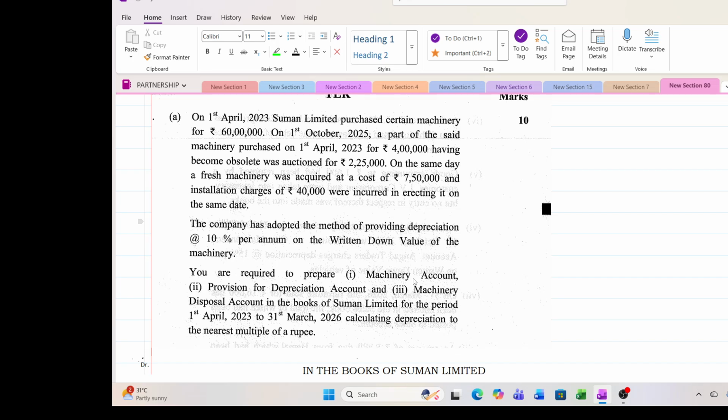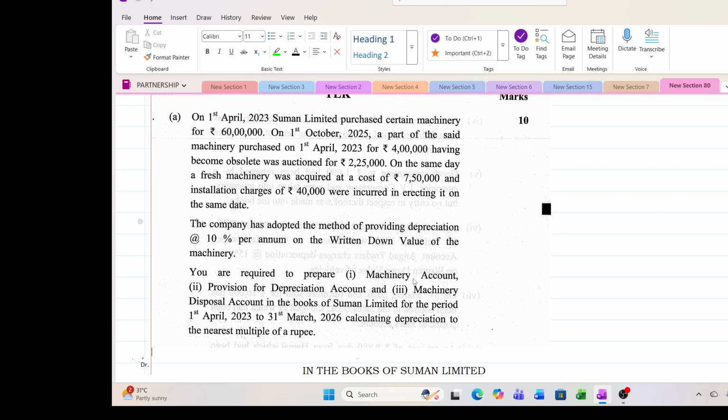If it is a loss, disposal account will be credited and profit and loss account will get debited. In case of gain, it would be the other way. P&L account will get credited and disposal account will get debited.